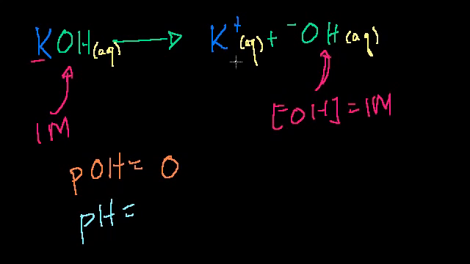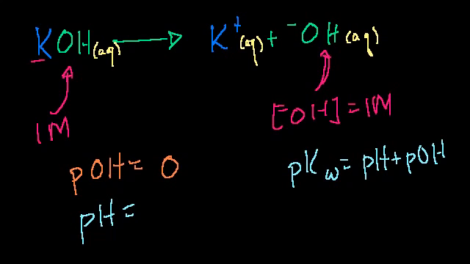But you're like, well, how do I measure it? Well, you remember at 25 degrees Celsius, the equilibrium constant of water is equal to the pH plus the pOH. We showed that at the beginning of the video. So 14 is equal to your pH plus 0. That's our pOH in this case. So our pH is 14.